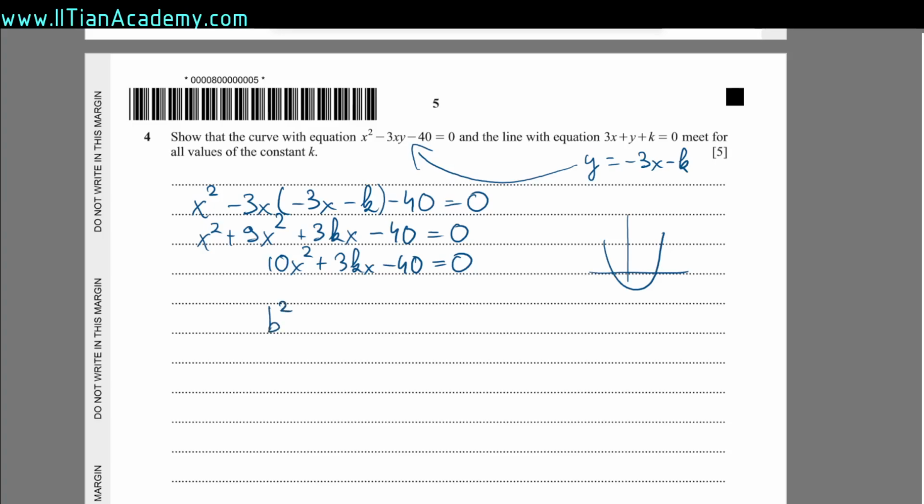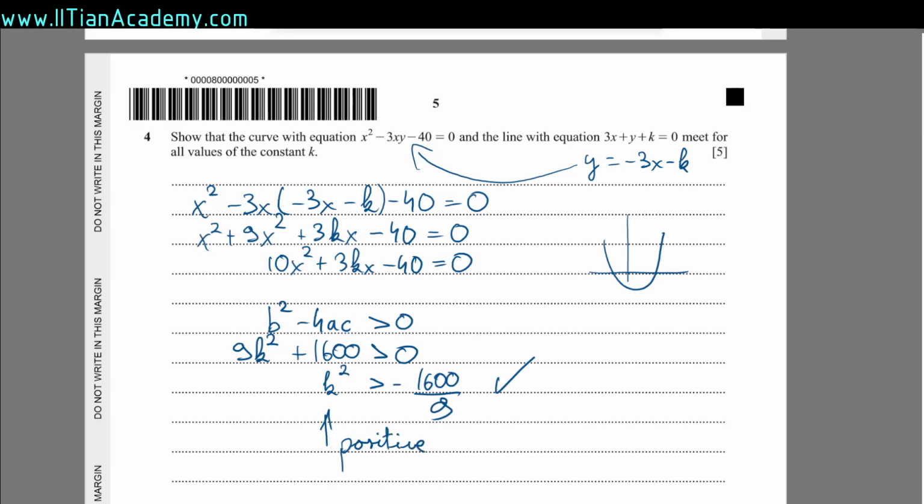Now the discriminant is b squared minus 4ac. This has to be larger than 0, so there's just 9k squared plus 1600, just to be larger than 0. And well, what we see here is if we subtract 1600 and divide by 9, we have k squared is larger than minus 1600 over 9. And this is indeed always true, as k squared is always a positive number, and therefore it will always be larger than minus 1600 over 9.